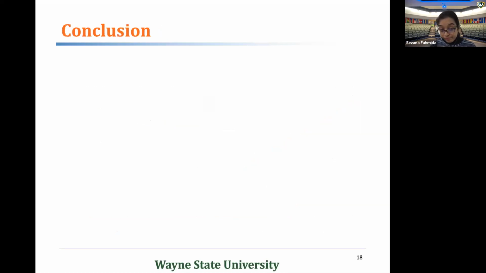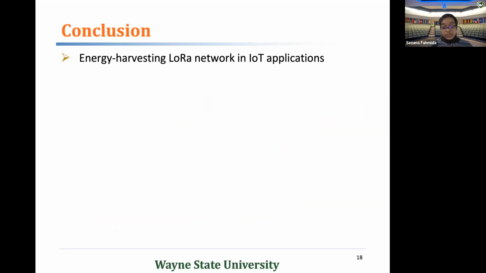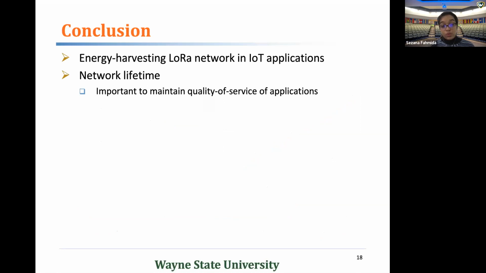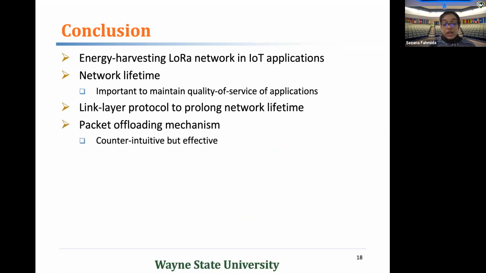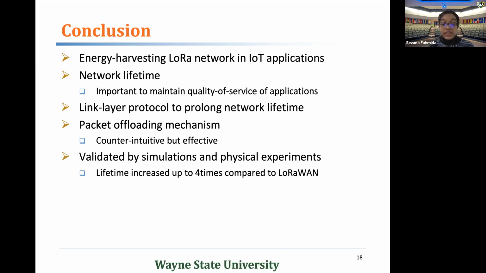In conclusion, in this paper, we consider an energy harvesting LoRa network in IoT applications. In these types of networks, the network lifetime is an important metric to maintain the quality of service for applications. We propose a link layer protocol to prolong network lifetime, and we propose a packet offloading mechanism, which is counterintuitive but effective. Our approach was validated by simulations and physical experiments, and we showed that lifetime increased up to 4 times compared to LoRa 1.